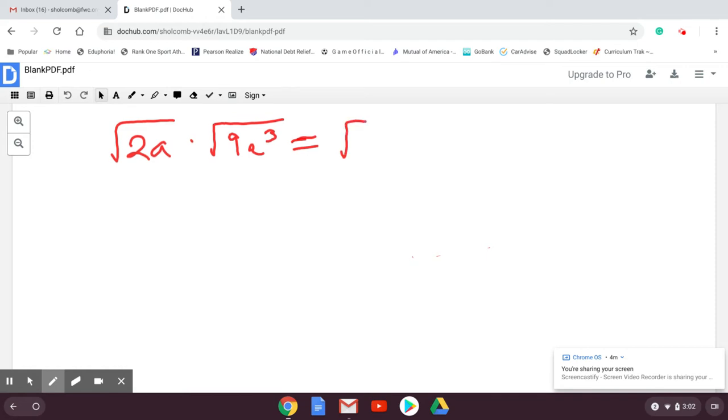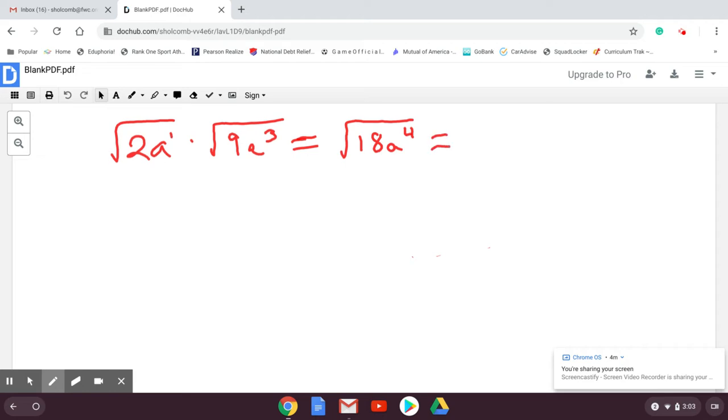So 2 times 9 is 18. There are no regular numbers in this case, and so we don't have to mess with that. We just multiply 2 times 9 is 18. A times a to the third, if you need the hidden one there, don't forget about it. You get 18a to the fourth.